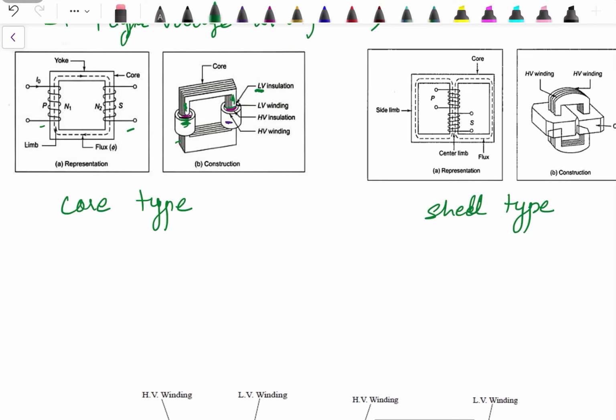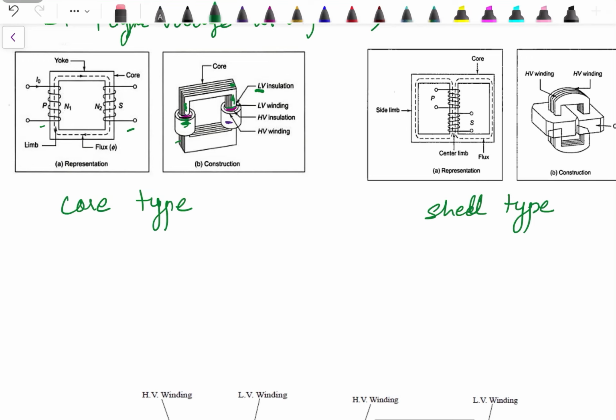And for placing the windings, we always place the low voltage winding next to the core, since the cost of insulation is dependent upon the level of voltage. If we place the high voltage winding next to the core, then we need two insulations. One is the insulation between the core and the high voltage winding. Second is the insulation between the high voltage winding and the low voltage winding. Both should be according to the higher voltage level.